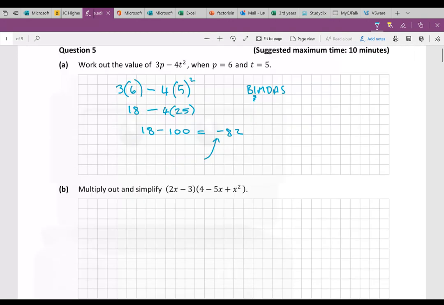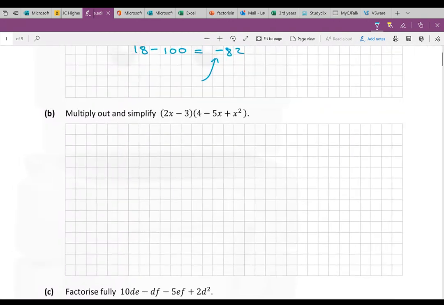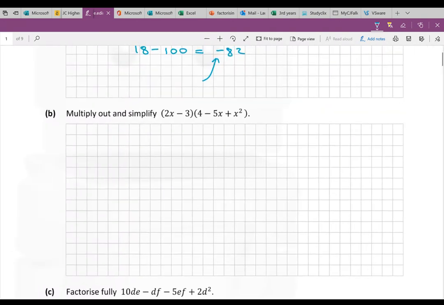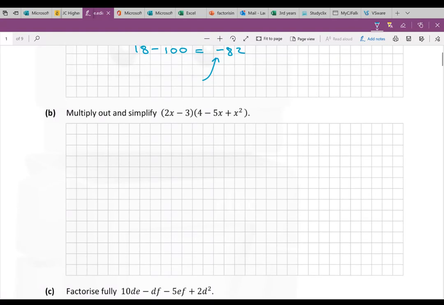Okay, multiplying brackets. So this is a specifically long one. There's 2 methods of doing this. The one that you will have been used to is this: 2x minus 3 times 4 minus 5x plus x squared. So I'm splitting up the 2x and the 3, and I'm using this bracket, the exact same one, twice.